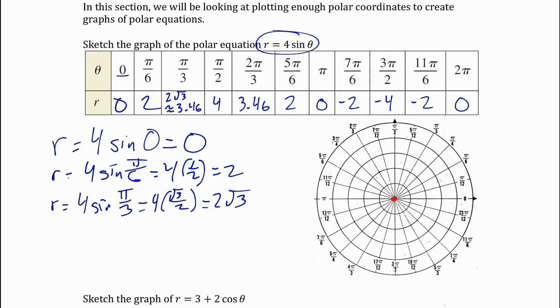Next up, we're going to face pi over 6. We're facing that direction, and then it says we're supposed to go 2 out from the center. So we're going to face pi over 6, go 2 out from the center, and we're going to plot a point there.